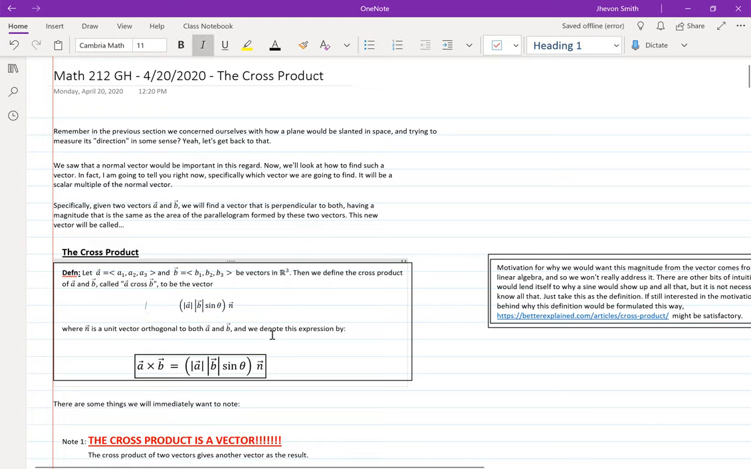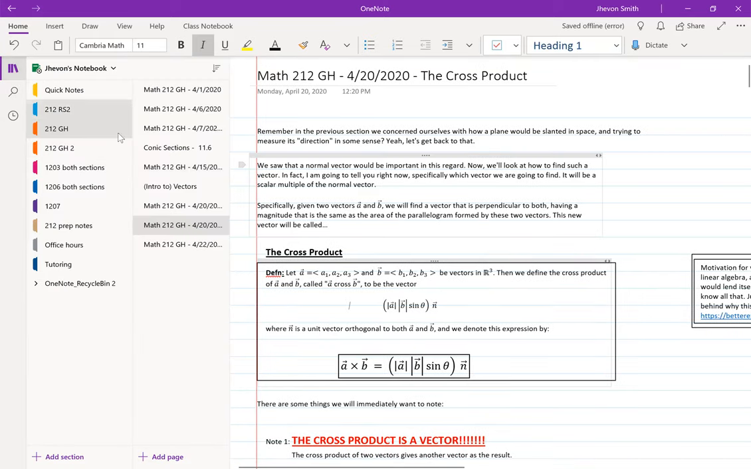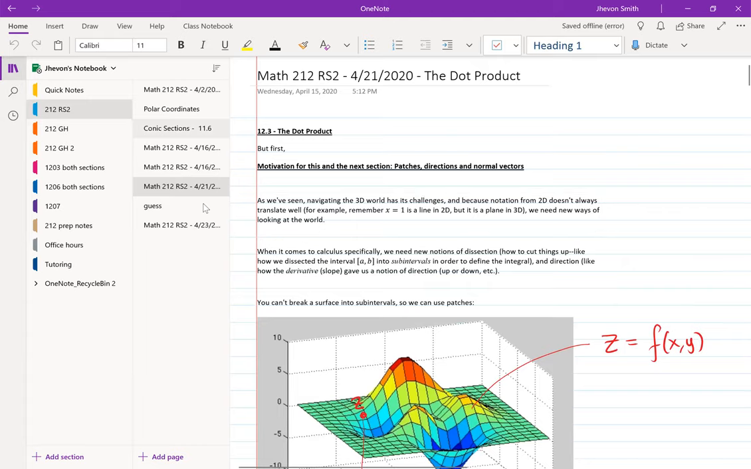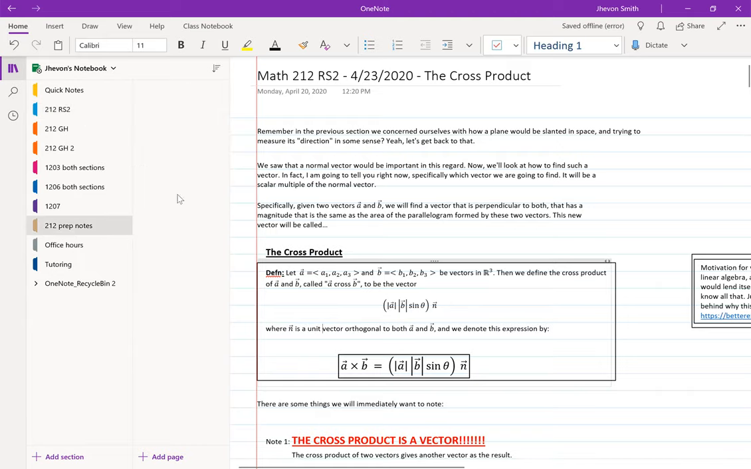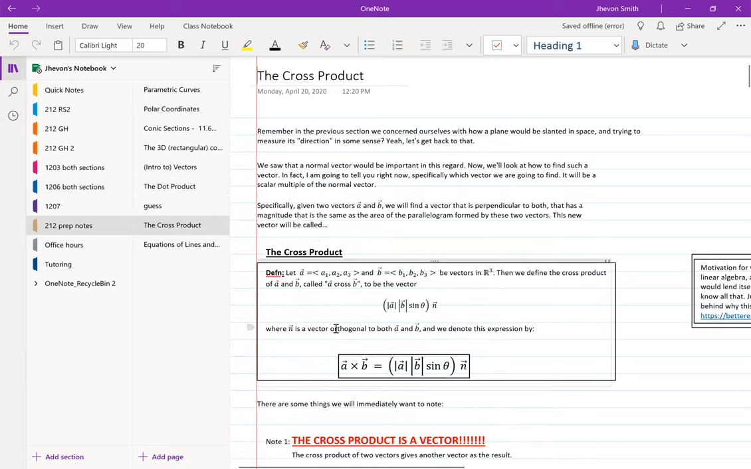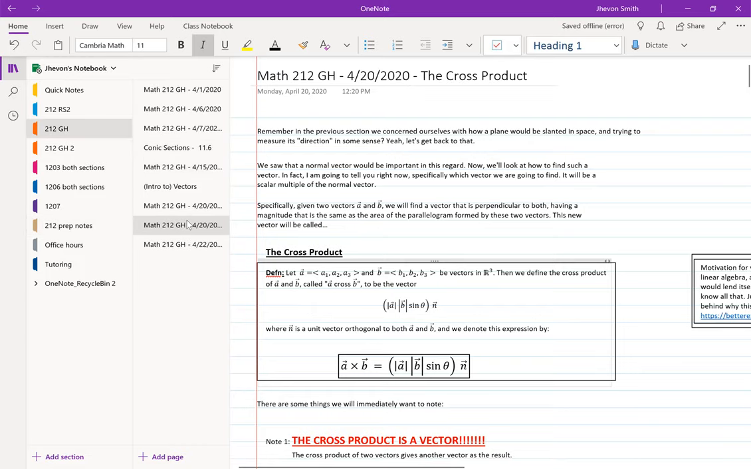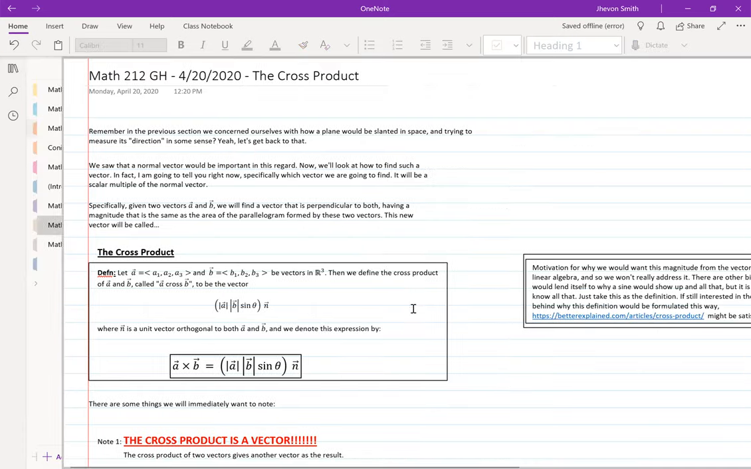Okay, so, and you know what? I feel like I'm going to forget to change that for the other section too. So maybe I should put that in. And I should put that in. Let's go back to it.